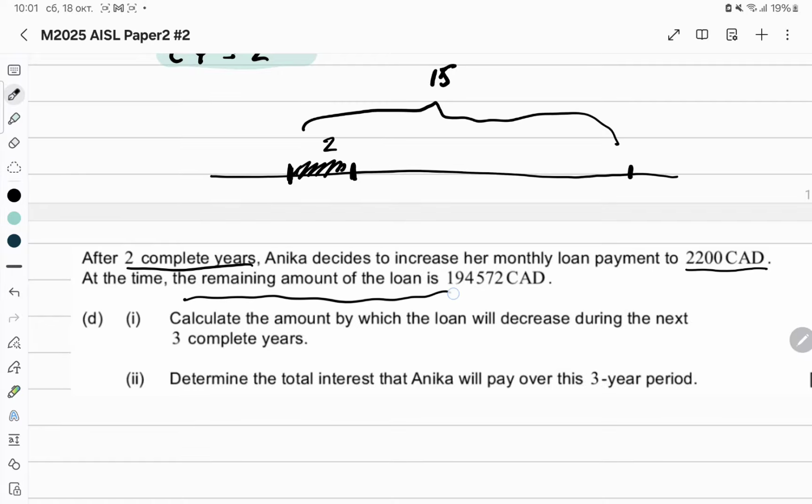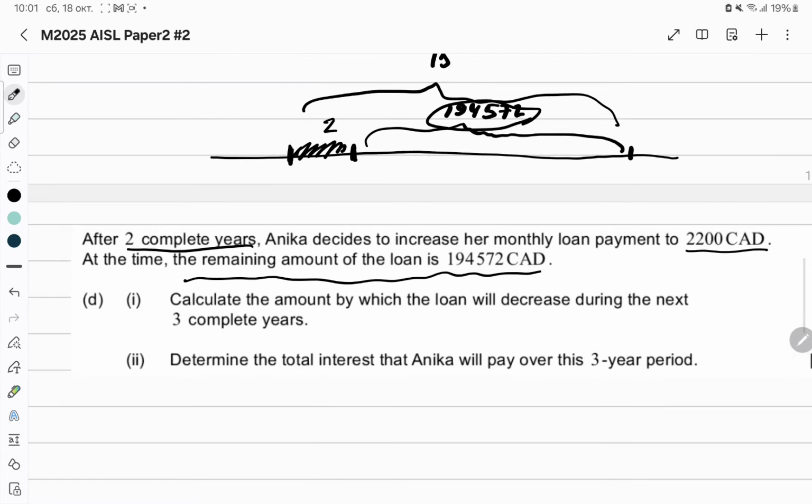Okay, so this is 2 years, and now at that time the remaining amount of the loan is that much. For the remaining period of time, that amount of money remains. So this is the money remaining for the remaining period. Okay, and the question is, calculate the amount by which the loan will decrease during the next 3 complete years. So the next 3 complete years, and the question is how much money will be in this distance. What's the loan? How much should she pay back?